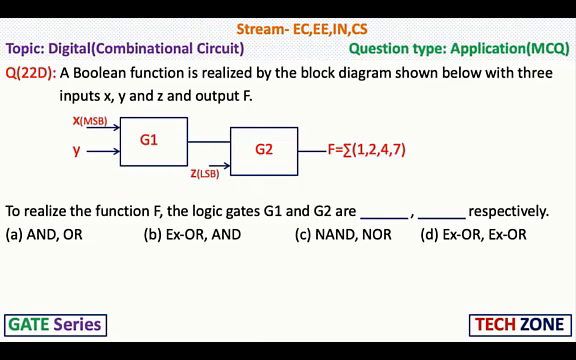Next, a Boolean function is realized by the block diagram shown below with three inputs x, y and z and output f. So the network is given here. To realize the function f, the logic gates G1 and G2 are respectively: option A, AND, OR; option B, XOR, AND; option C, NAND, NOR; option D, XOR, XOR.